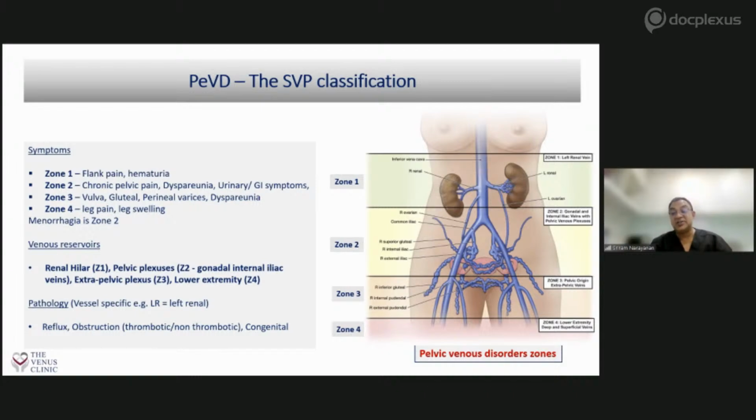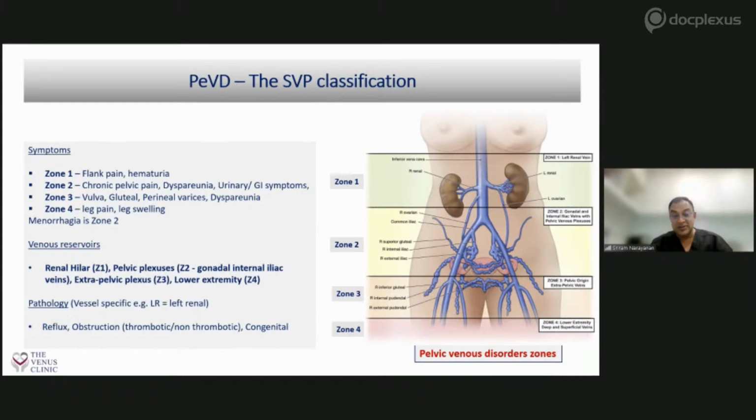Remember, menorrhagia tends to occur when the predominant reservoir is in Zone 2, because uterine varices are involved. Then the venous reservoirs in Zone 1 are the renal hilar. The pelvic plexuses are Zone 2, from the gonadal and internal iliac veins. The extrapelvic plexuses that are below the pelvic floor are Zone 3, and all the veins in the lower extremity come under Zone 4.